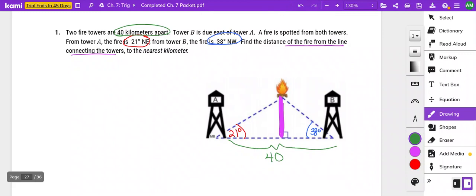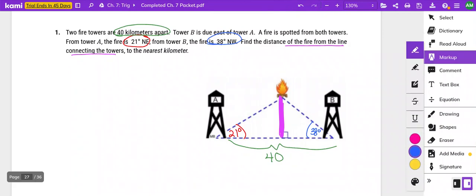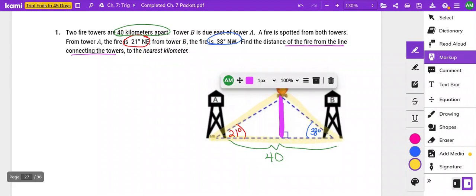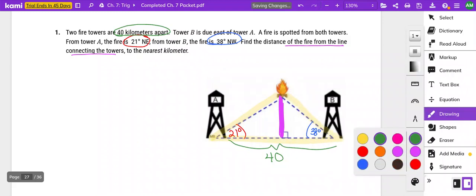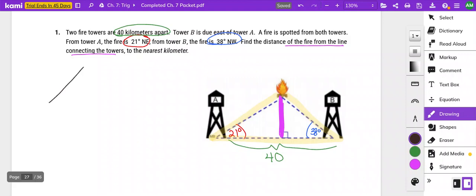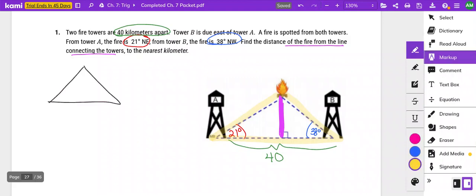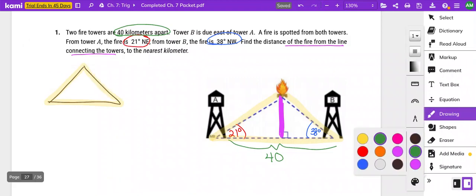Now, to use law of sines for this one, I'm going to find two triangles. One of them is going to be this big triangle. The way that I know that is because for the biggest triangle, I know the bottom of it, and I always need, for law of sines, to know a side of a triangle. So the bottom of that triangle is 40. This angle here is 21, and the other angle in the other corner is 38.